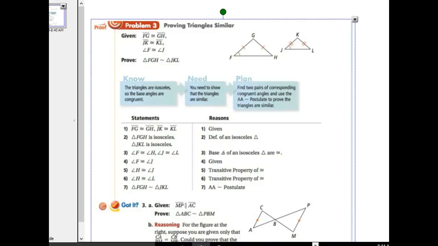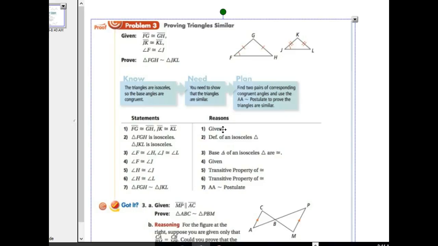Well, let's just go through the proof. Statement 1, of course, you always start with your given. So they're listing that FG is congruent to GH and JK is congruent to KL, which, as you can see right here, is given.